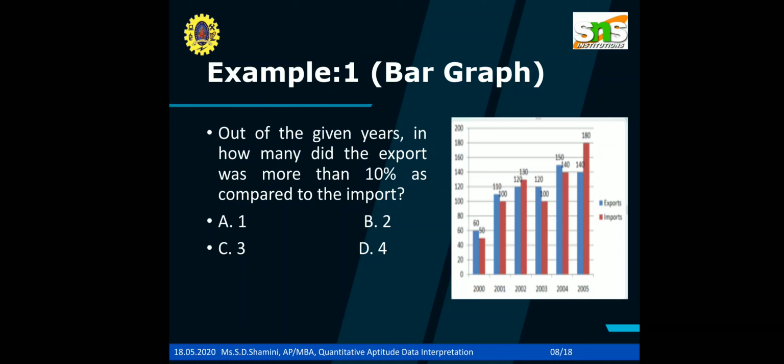For 2003, 120 is greater, so 10% of 100. So for 2004, 150 is less than 10% of 140. In 2005, 190 is less than 10% of 180. So there are 2 years, that is 2000 and 2003, where exports were more than 10% greater than the imports. So the correct answer here is 2. அந்த 2 வருஷம் மட்டும்தான் இன்க்ரீஸ் ஆயிருக்கு 10%. சரியா? ஸோ அதனால் you have to select option B. Okay, so we'll move on to the next problem.